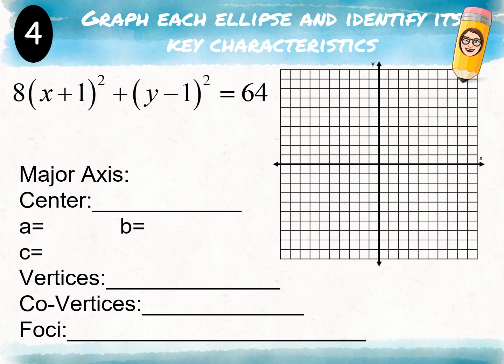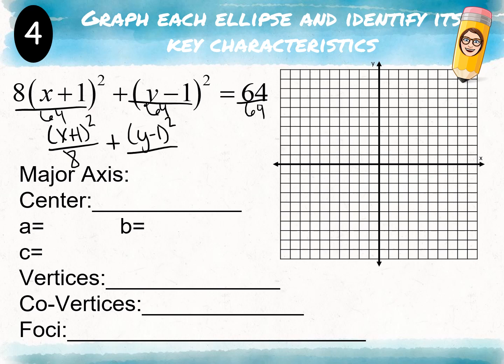Let's try another one. This time we need to prepare our equation by setting it equal to 1. This isn't in standard form, so we always divide by whatever that value is. If I write it nicely, I'm going to have (x plus 1) quantity squared over 8 plus (y minus 1) quantity squared over 64, and now it's equal to 1.